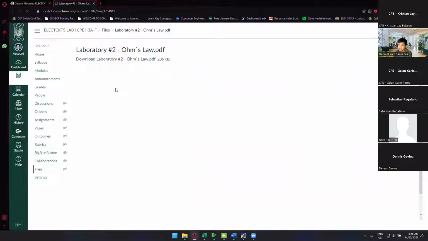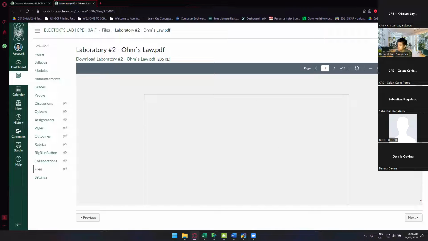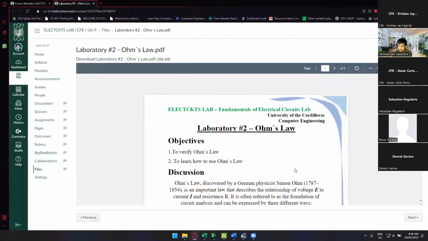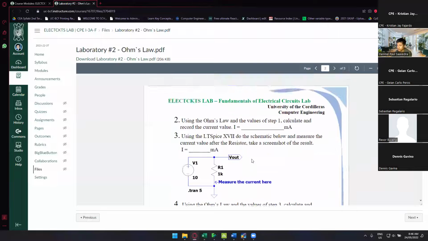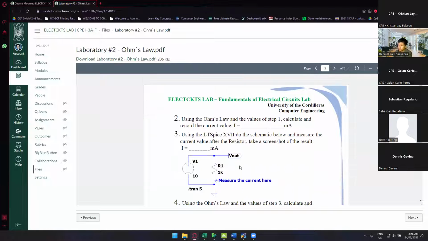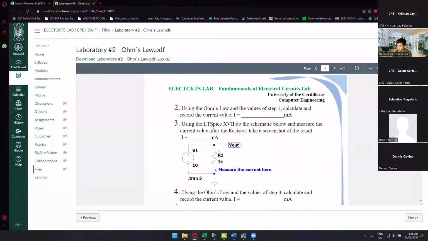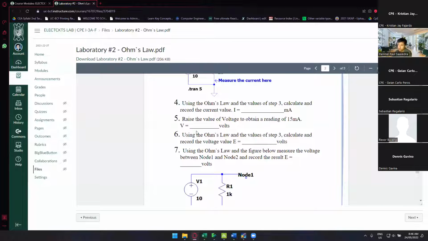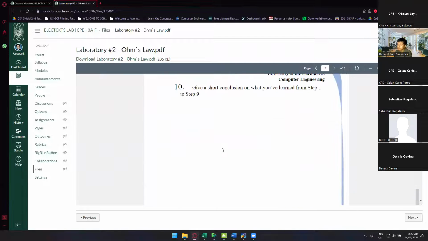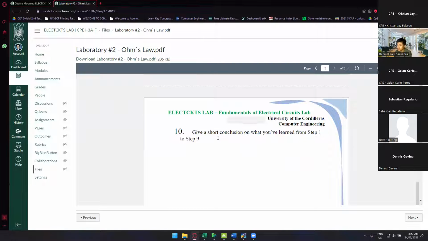This is the easiest laboratory when it comes to using LTSpice. We only have a few questions here, a simple circuit. You measure the voltage right here, measure the current right here, and then put the values here. Of course, we also have some manual computation, like calculating the voltage. Then give a short conclusion on what you've learned from step 1 to step 9.